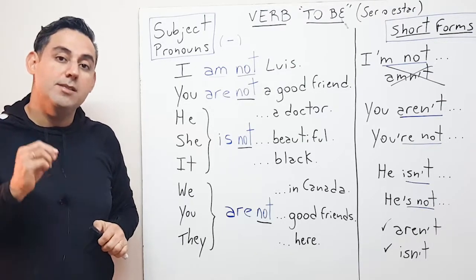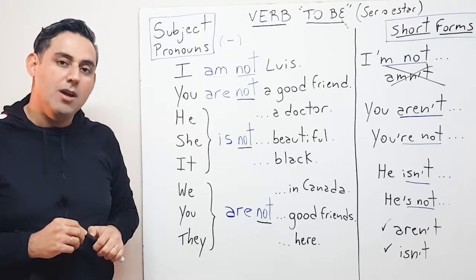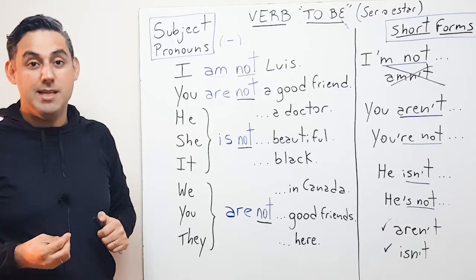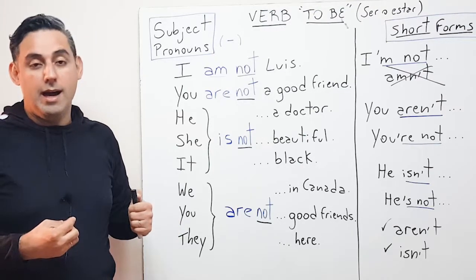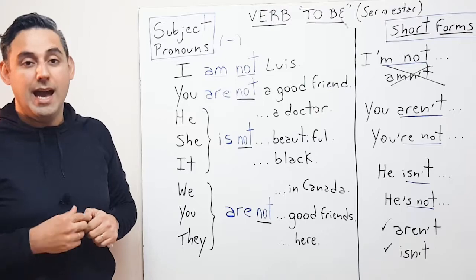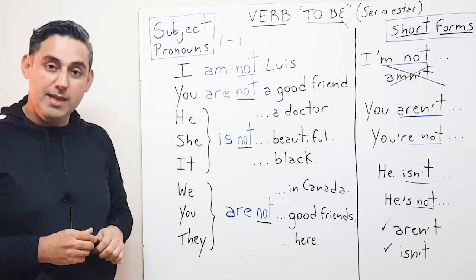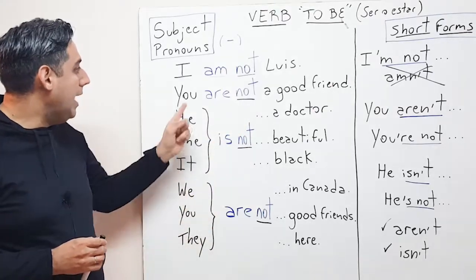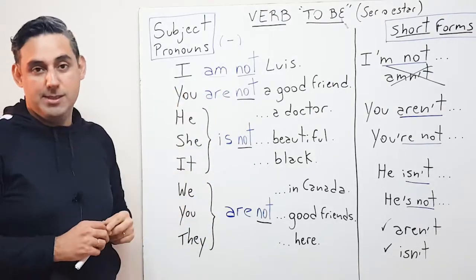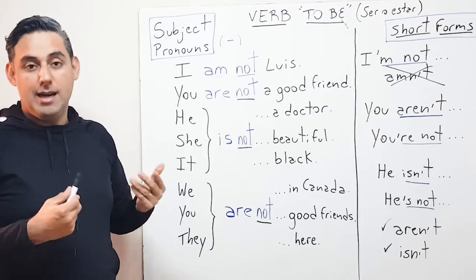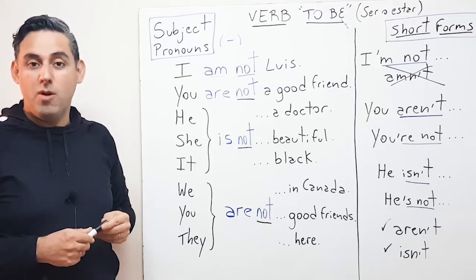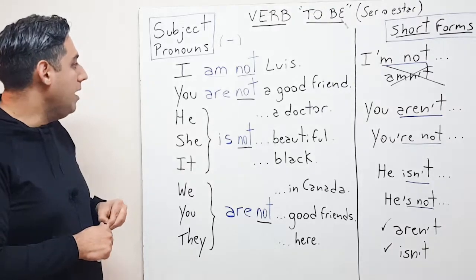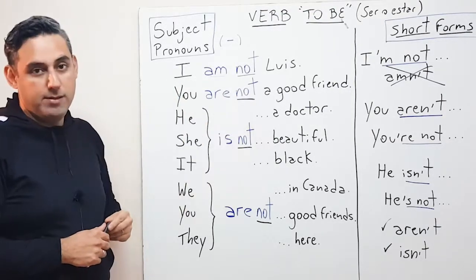The concept is auxiliary, right? What is an auxiliary verb? An auxiliary verb is a verb that helps us negate or make a question, right? And in this case, the verb to be is an auxiliary because it is helping us to negate a positive statement, right? And at the same time, we can also make questions, as we will see in a moment. So I say, I am not Luis, right?